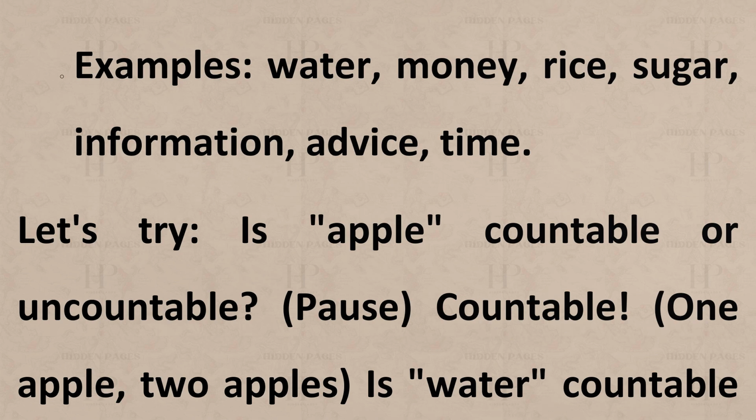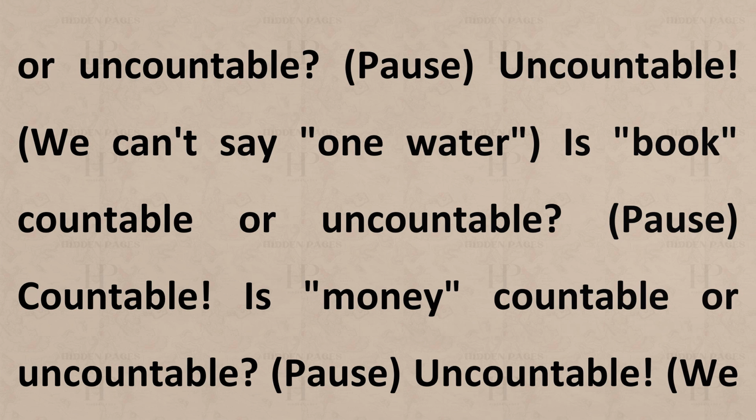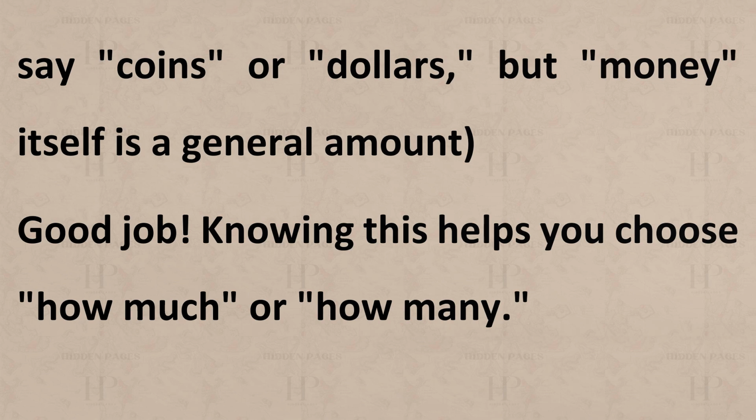Let's try. Is apple countable or uncountable? Pause. Countable. 1 apple, 2 apples. Is water countable or uncountable? Pause. Uncountable. We can't say 1 water. Is book countable or uncountable? Pause. Countable. Is money countable or uncountable? Pause. Uncountable. We say coins or dollars, but money itself is a general amount. Good job. Knowing this helps you choose how much or how many.